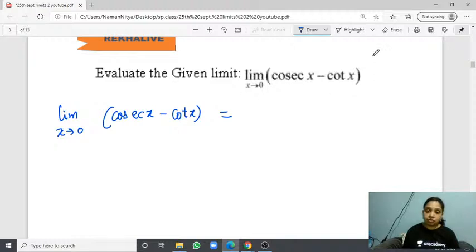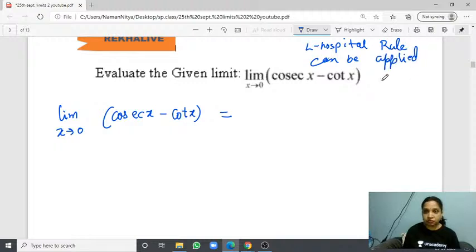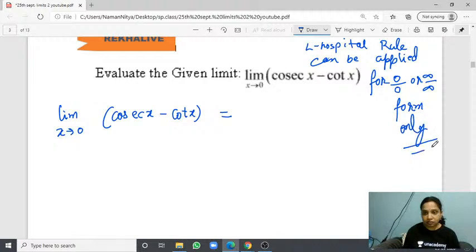See, that only I wanted to discuss, that L'Hospital rule can be applied for 0 by 0 or infinity by infinity form only. Remember this.